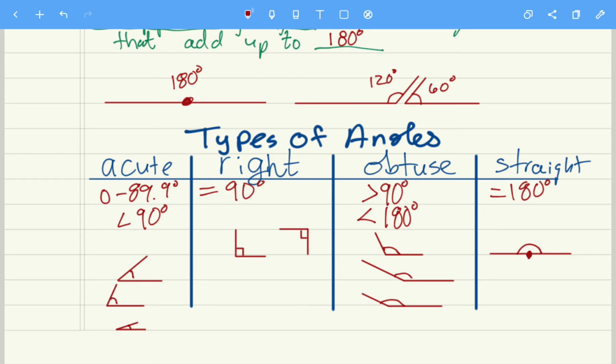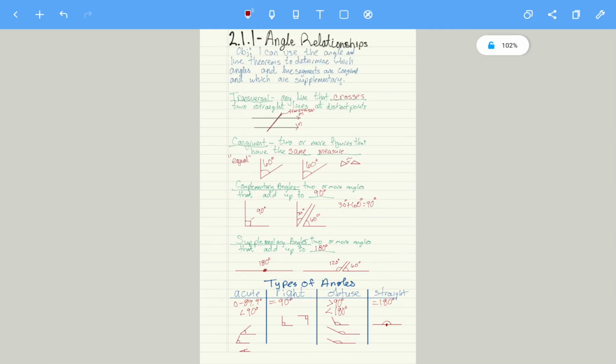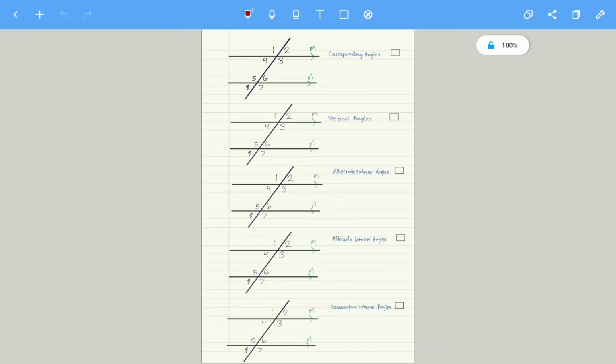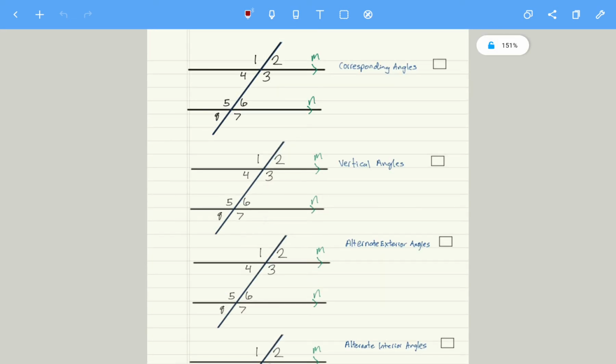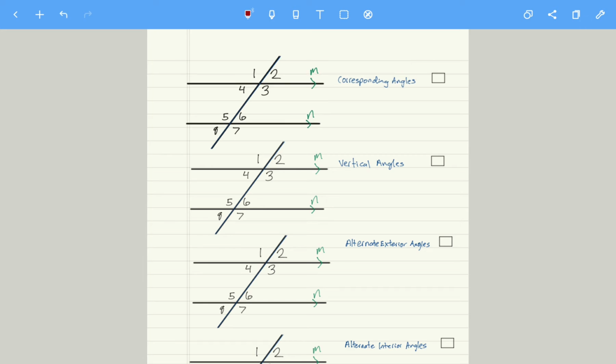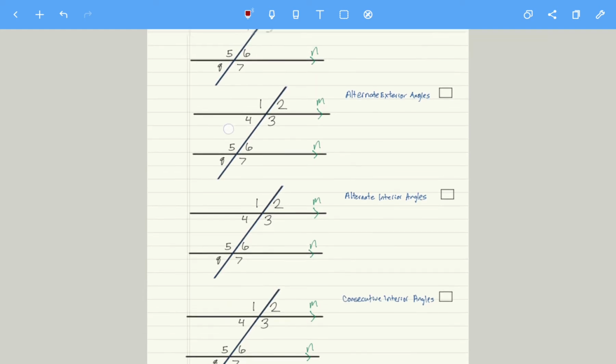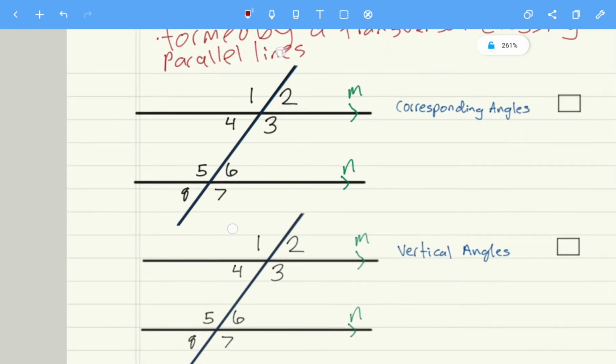Now let's go ahead and look at different relationships. This is kind of the bulk of the lesson right here. We have 5 different relationships that we're going to be looking at. All of these lines and angles are formed by a transversal crossing parallel lines. So let's go ahead and take a look.